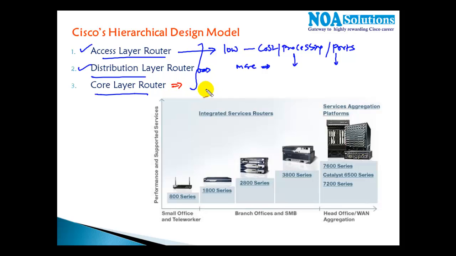And then we have core routers. Core routers are very high speed routers, so very expensive. At the same time, they have high processing capabilities, and they support more ports when compared with your small routers.